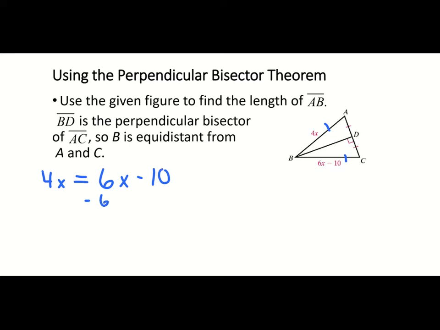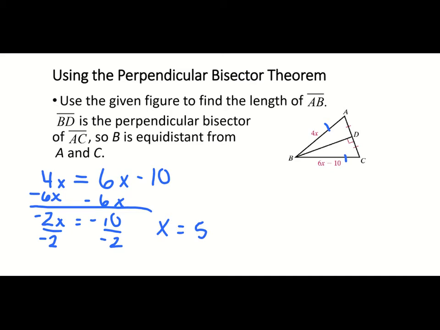So we can subtract 6x. Now I have negative 2x is equal to negative 10, divided by negative 2. So x is going to be equal to 5. And then we'll plug that value in for x. So AB is 4x, so we'll do 4 times 5, and we end up with 20 units. So the length of AB is 20 units.